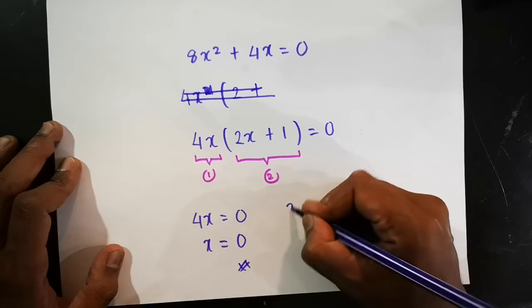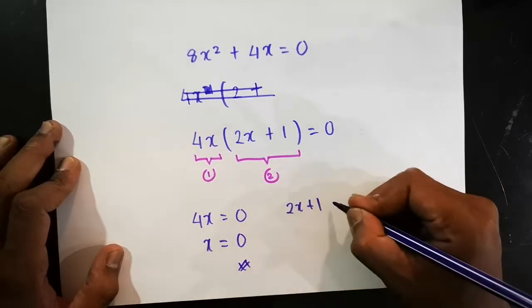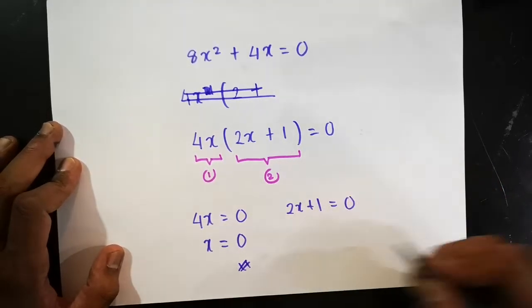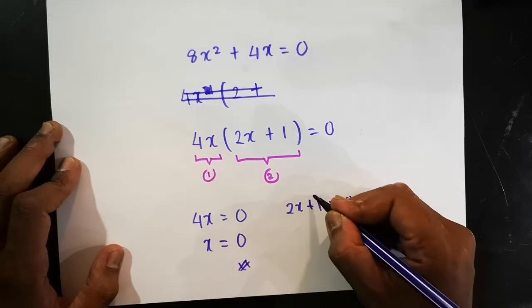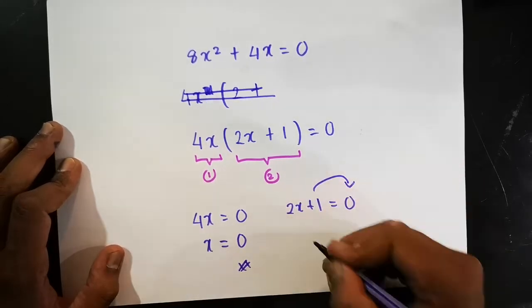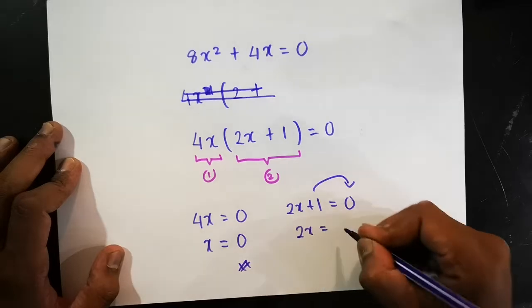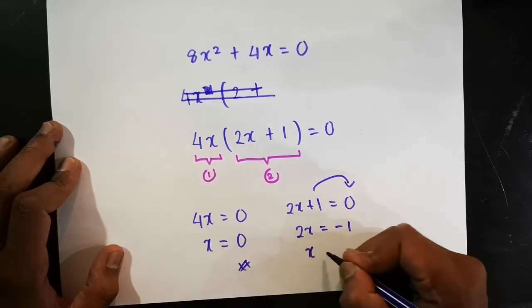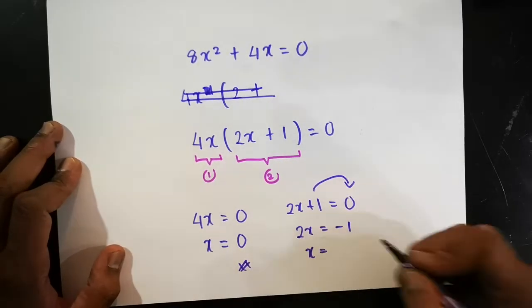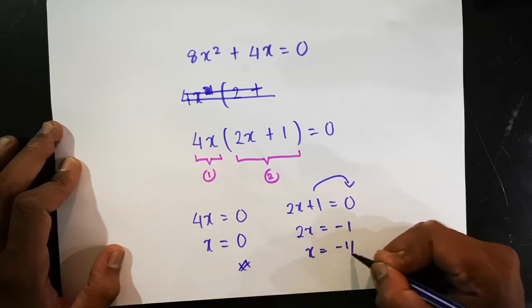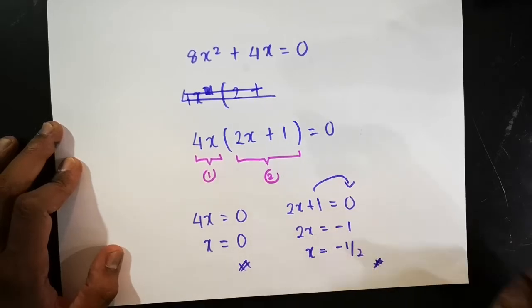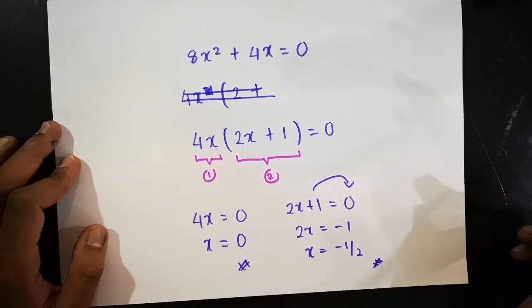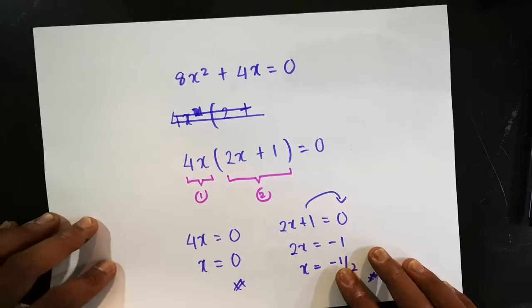Next one, 2x plus 1 is equal to 0. So bring over the non-x term to one side. I will get 2x equals negative 1. x is equal to negative 1 divided by 2. I will get negative half. So this is your second answer. Very easy, right? Taking out the common factor. Okay, now on to the next method of doing it.